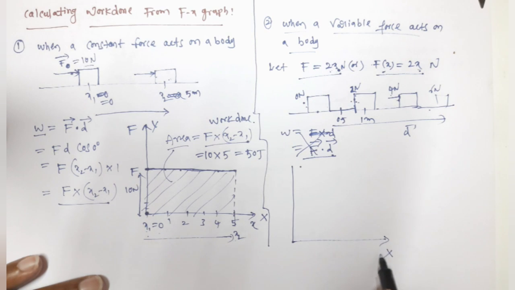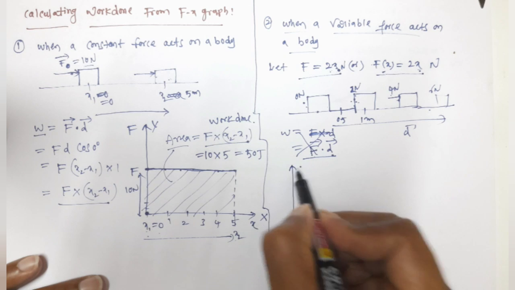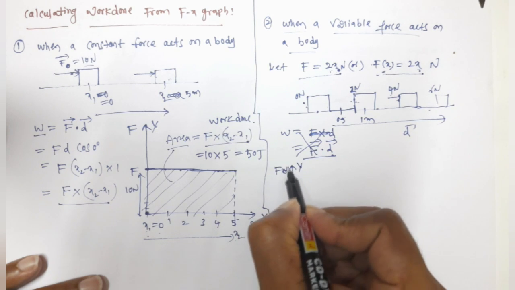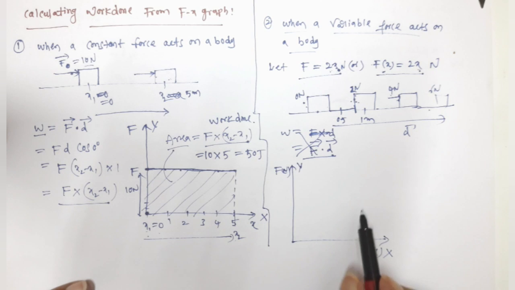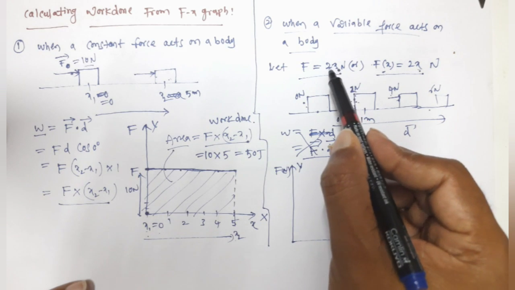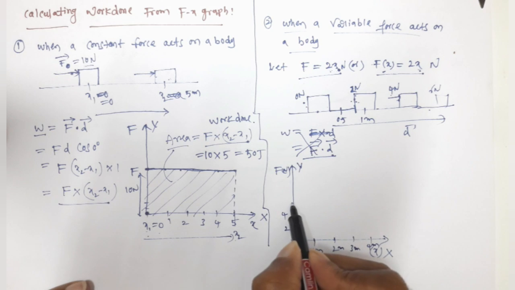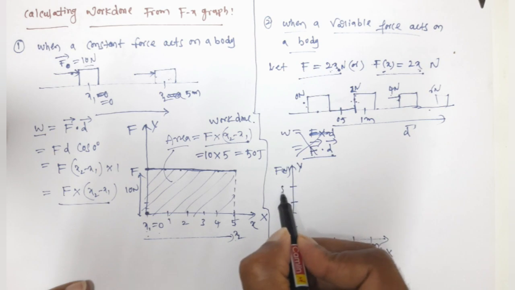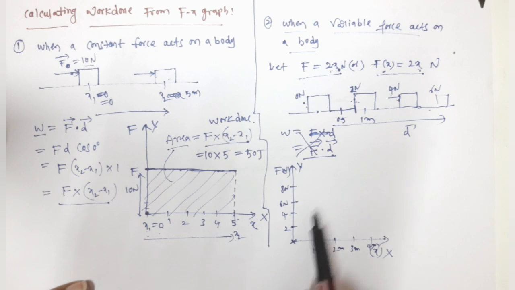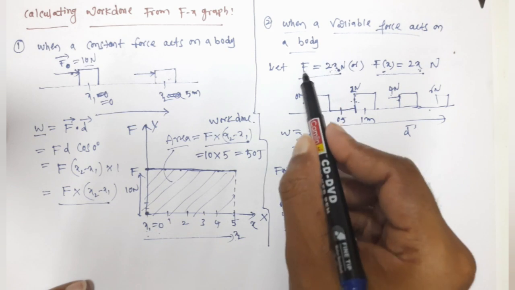Take displacement x on the x-axis and force in newtons on the y-axis, and now substitute the values. Substitute x equal to 0. What is the force value, guys? Force value is 0. This is the first point we get. Now take x equal to 1 meter, 2 meters, 3 meters and 4 meters, and force 2 newtons, 4 newtons, 6 newtons, 8 newtons and so on. If we substitute x equal to 0, we get F equal to 0.